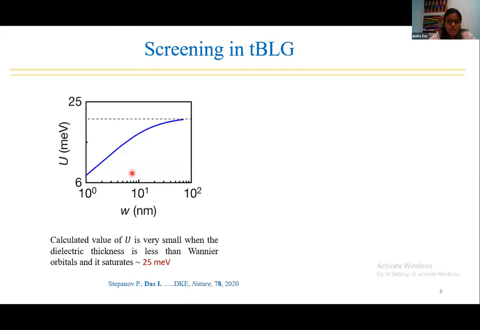U by T ratio. Here is a calculation from our group, and this is for twisted bilayer graphene interaction energy calculated for different dielectric thickness values. W is basically the thickness of the bottom hBN, and we can see that for smaller dielectric thickness, we have Coulomb screening at a very low value of bottom hBN thickness. And this value kind of saturates at a value of 24 millielectron volts. Above that, this is basically the unscreened region. So this dotted line tells the unscreened region.